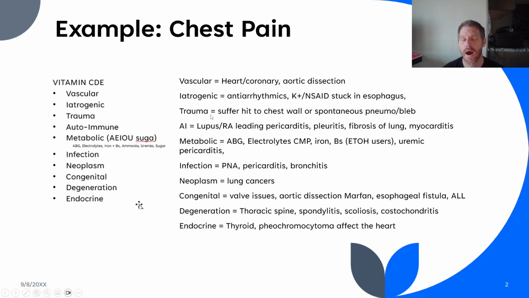Trauma. So that one's more obvious. Obviously, they've had some type of trauma, car accident, whatever the case is.